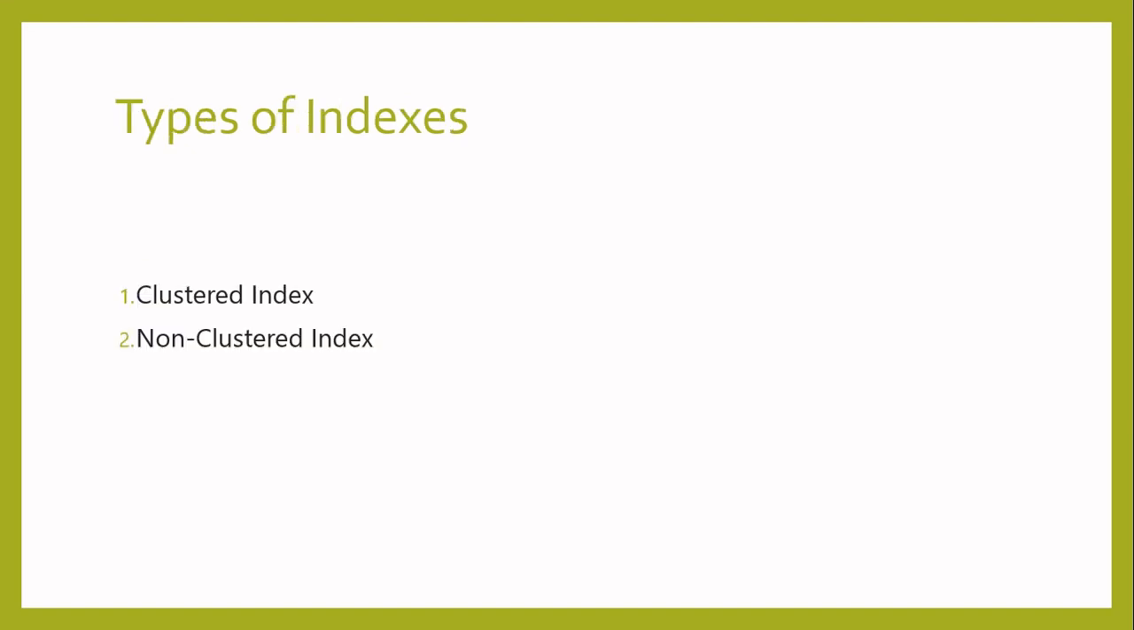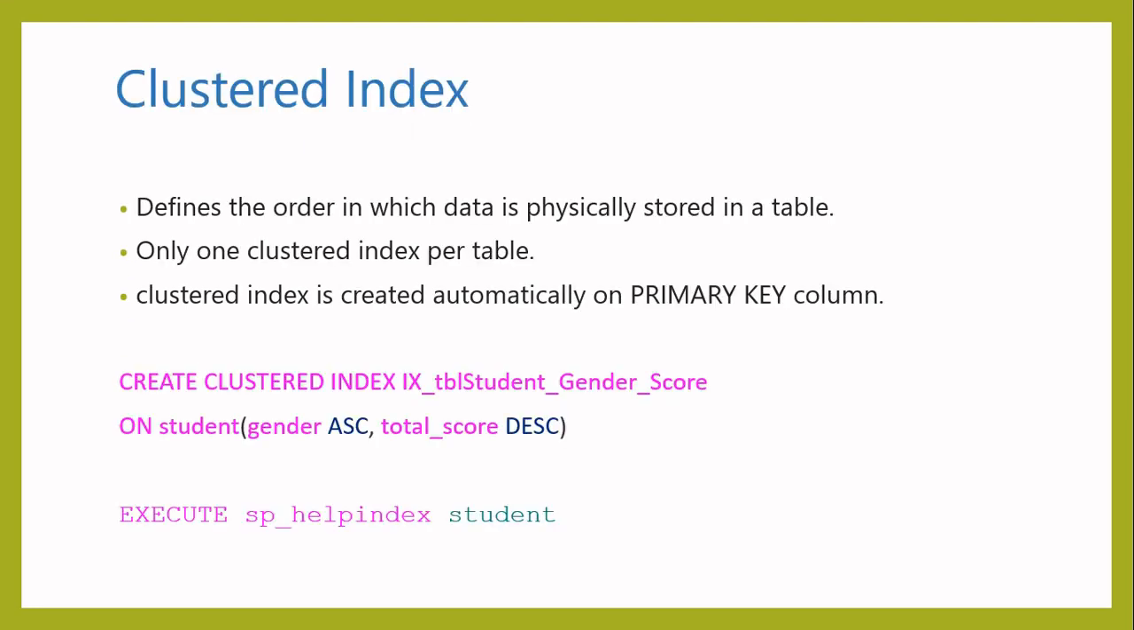Before that, let's see what are the types of indexes available. There are two types of indexes available. One is cluster index, another one is non-cluster index. Let's see what is cluster index. Cluster index defines the order in which data is physically stored in the table, which means they are sorting the records in the table and then storing the result set in the backend.